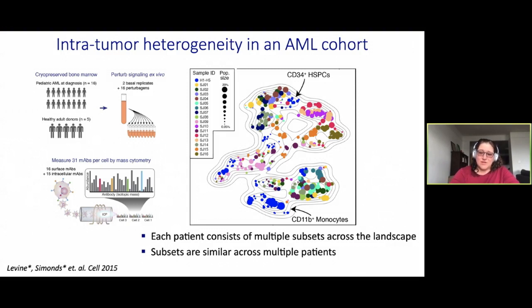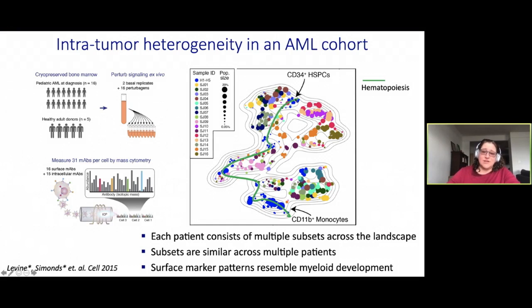And what we found is incredible heterogeneity, not only between the patients, but actually within the patients. What you see here in this landscape map is that every color is a different individual patient, and you can see incredible heterogeneity within each individual patient, and actually heterogeneity that was very similar between the patients. So actually the real heterogeneity was inter-patient heterogeneity. And the blue dots here are actually normal cells. And you could see here really this path of maturation of hematopoiesis from the hematopoietic stem cells all the way to more mature monocytes.